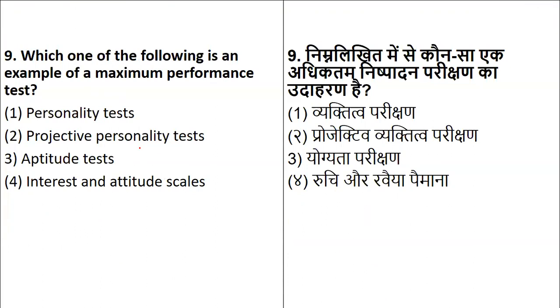Okay. Now, which of the following is an example of maximum performance test? In the last class, that is test number four, there was a question on this, but it was a completely different question, but related to this. That is, class test is conducted for what reason? It was similar to this only. So it was basically standardized test. So here, which of the following is an example of maximum performance test? Personality, projective personality, aptitude, or interest and attitude skills. So what is the right answer?